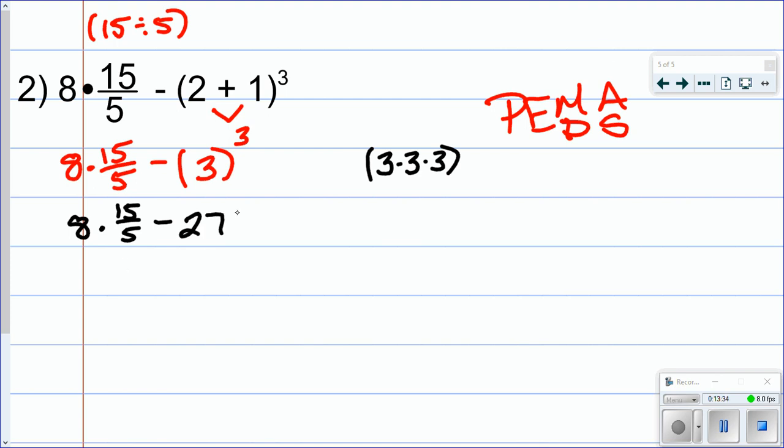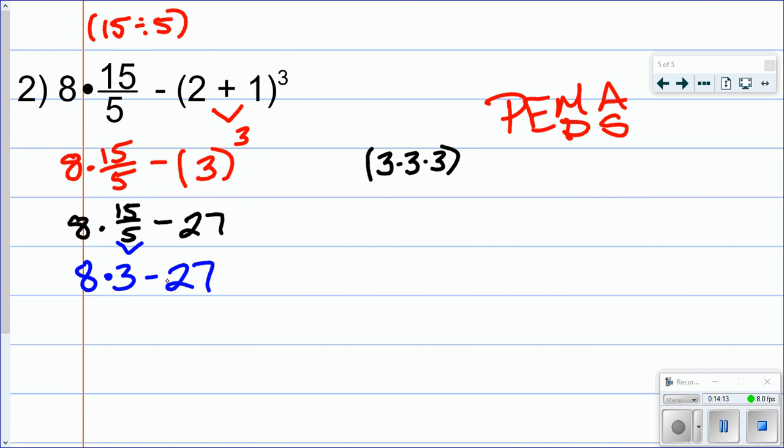Okay, so now I can get back to what I was trying to start with that I shouldn't have started with. I've got multiplication and division. And so normally I would tell you the multiplication you do first because it comes first. But if you're going to multiply 8 times 15 fifths, wouldn't it be easier to first simplify this 15 fifths to 3? So that's what we're going to do. So we're actually going to do this division piece first. So that's going to give us 8 times 3 minus 27.